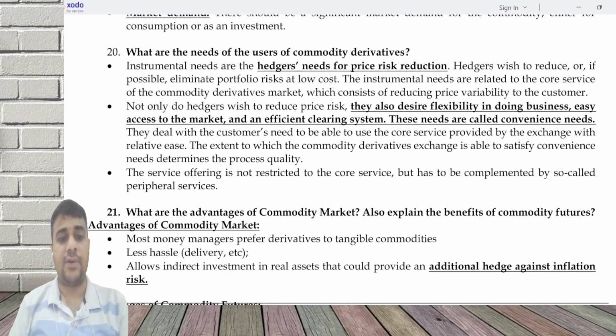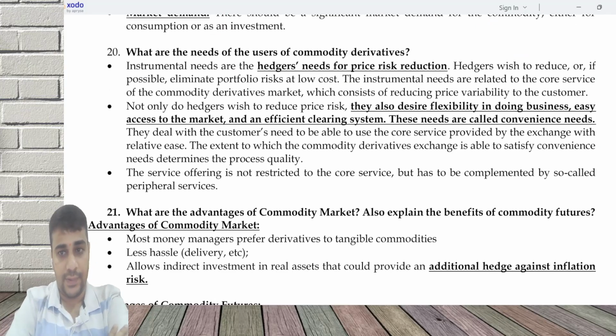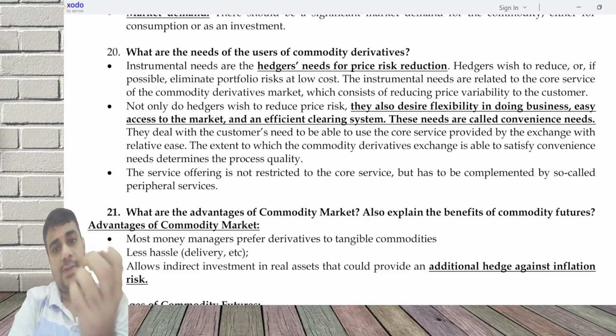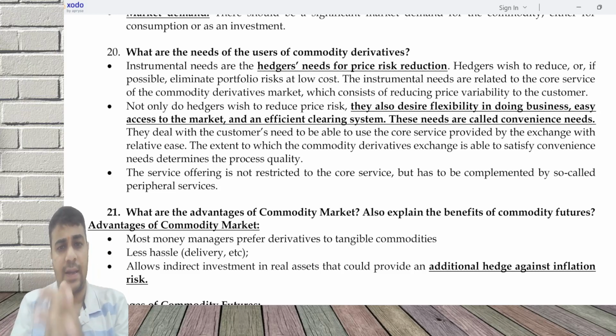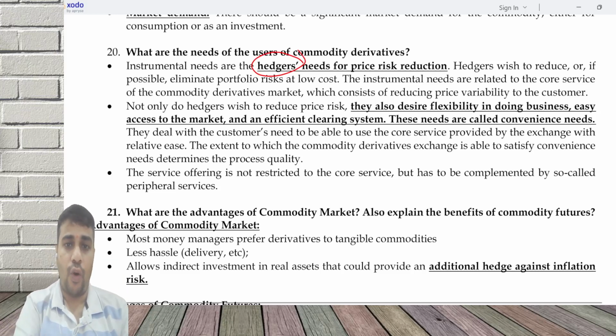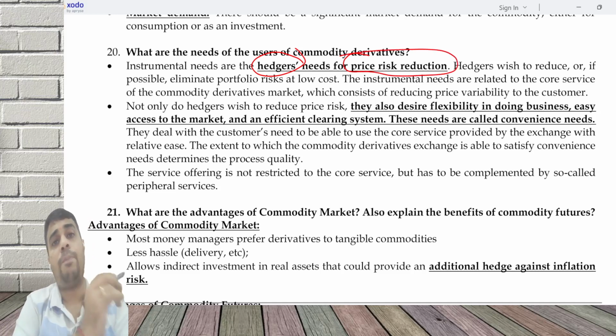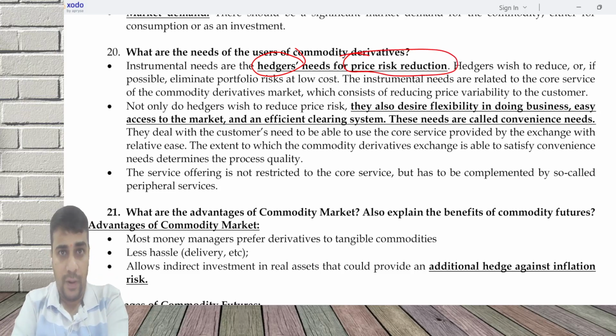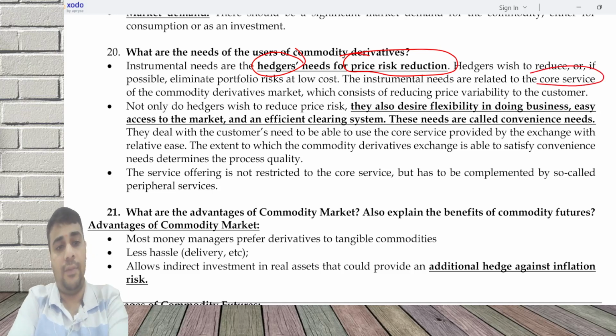What are the needs of the users of commodity derivatives? See, the point is why commodity derivatives come into the picture: somewhere the hedger wants price risk reduction. Example, copper futures. I want to buy copper futures so that I can eliminate the risk of copper prices changing. Instrumental needs are the hedgers' needs for price risk reduction. Hedgers wish to reduce or eliminate the risk at low cost. This is the core service of the commodity derivative.